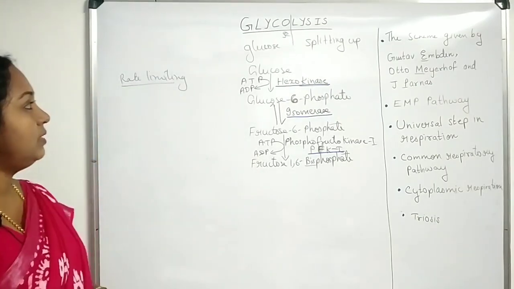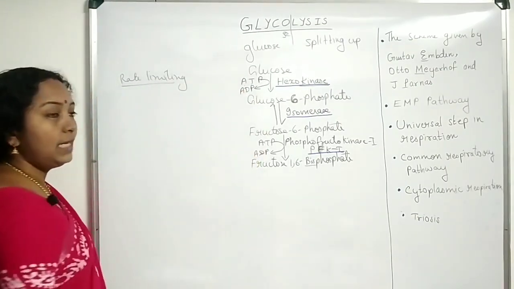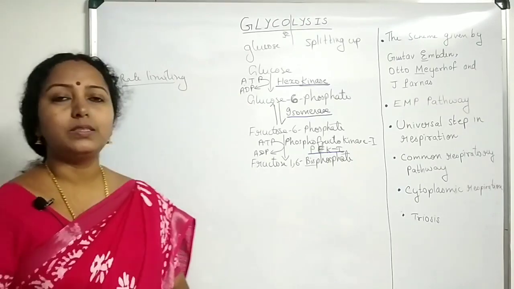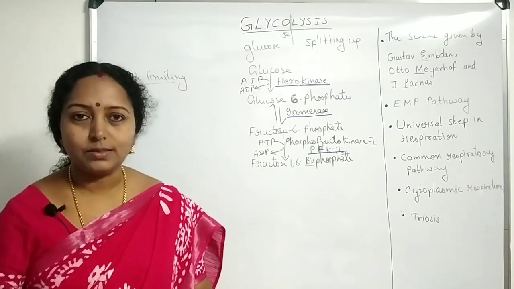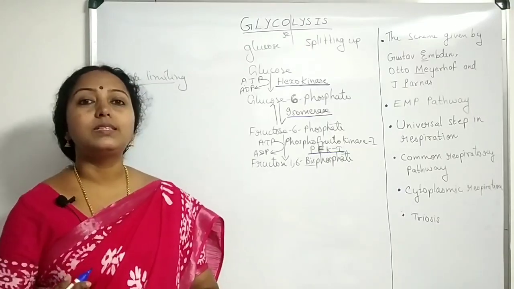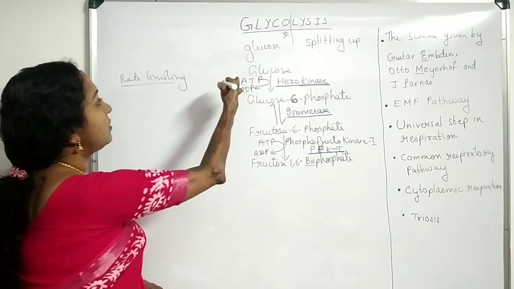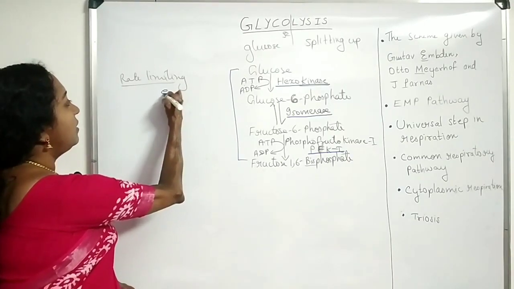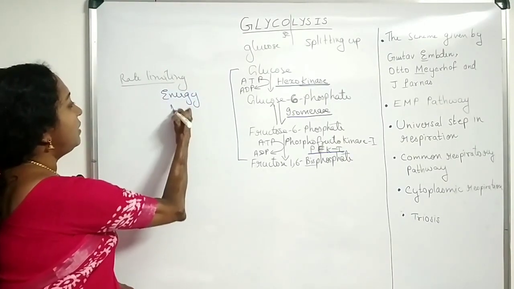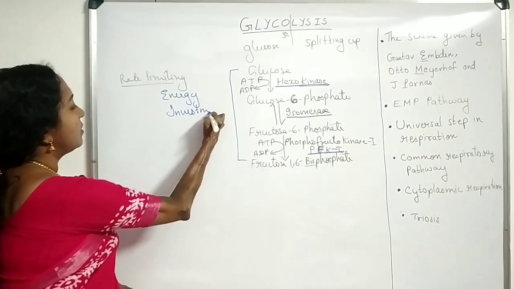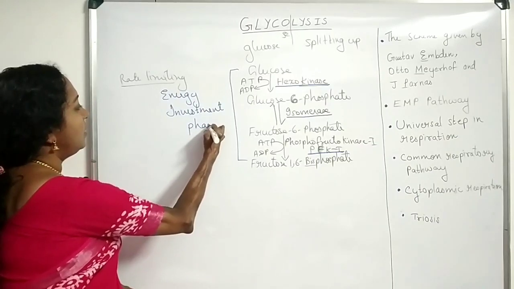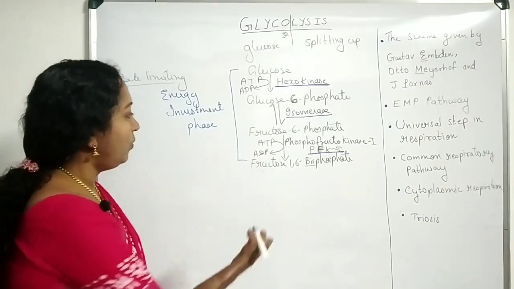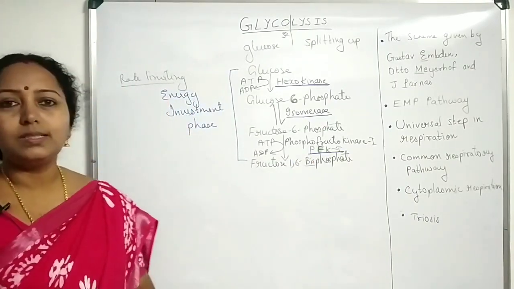In these two steps that we have seen here, ATP is getting utilized, or energy is getting utilized. Actually, cellular respiration, this glycolysis, takes place to release energy, but here we can see that energy is getting utilized. So this first phase of glycolysis, where energy is getting utilized, is called the energy investment phase. Energy investment phase, because two molecules of ATP are getting utilized. Now we have reached till here, till fructose 1,6-bisphosphate.